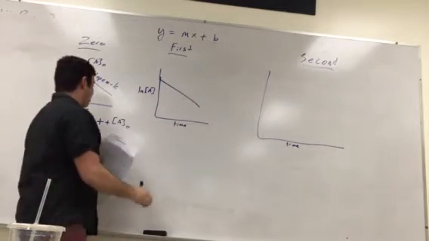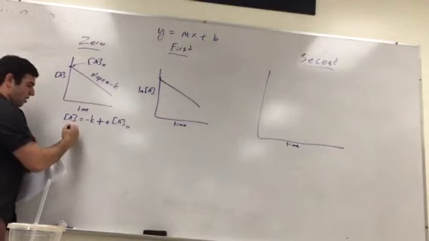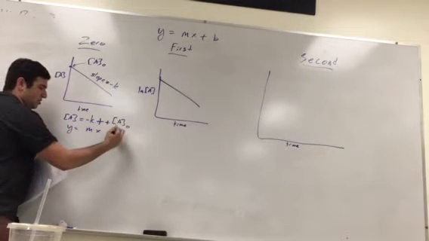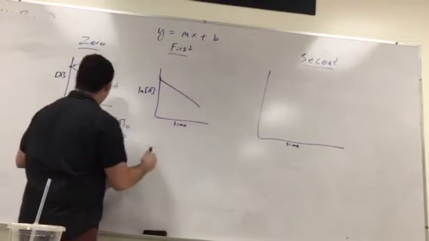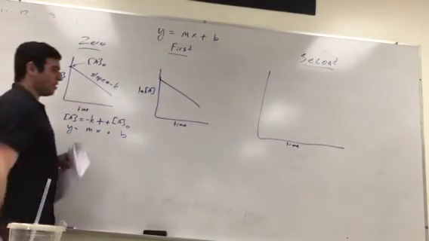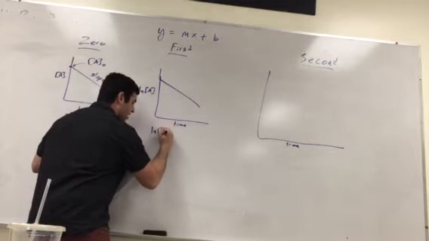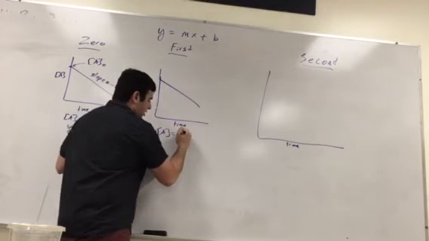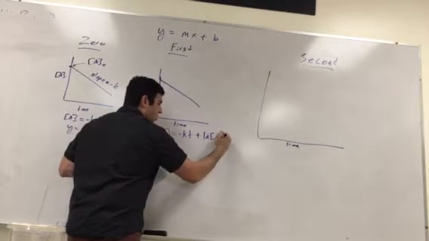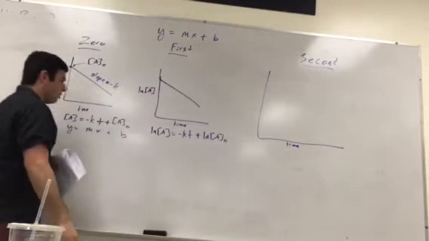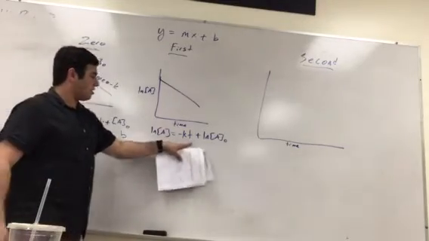Okay, so again, does everybody see the y equals mx plus b here? Same idea over here, except you swap the A's with natural log A's. So it's natural log A as your y, negative k as your slope, t as your x, plus natural log A naught. Y equals mx plus b.